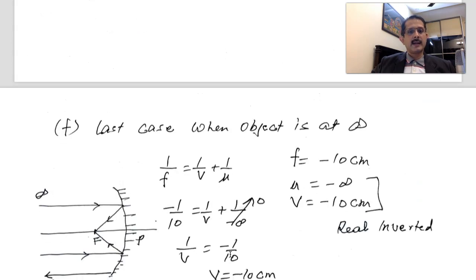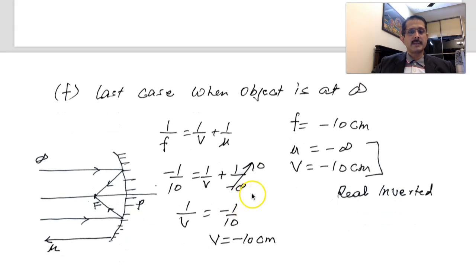Let's quickly go ahead. Let's talk about the last case, when the object is at infinity. Now, 1 by f is equal to 1 by u plus 1 by v. The direction of the object, as I have always been telling, is from the pole to infinity, so it is opposite to the incident rays. So u is equal to minus infinity. If we solve it, we get v is equal to minus 10 centimeter. Minus 10 centimeter is nothing but here, which is the focal point. So it will meet at the focus.